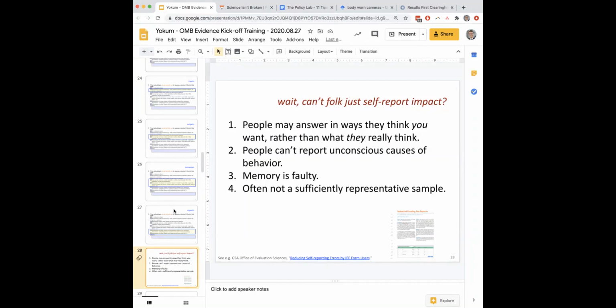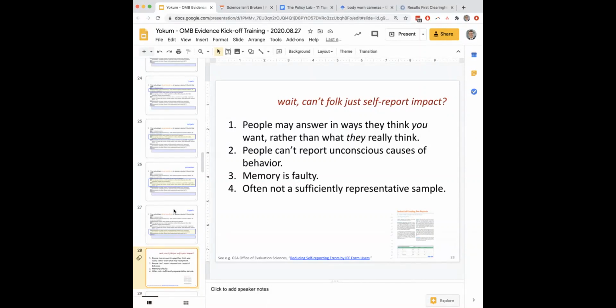One is if you just ask people how they were influenced by a program, they may answer in ways that fit what they think you want to hear, as opposed to what they really think. This could be trying to avoid saying something embarrassing, like if you're asking about sexual behavior or tax evasion. Or they may not want to criticize a program. If it's your program and you're asking what they thought of it, it can feel mean to say it didn't work for me, as opposed to saying, oh, it was great, thanks so much, this has changed me forever.